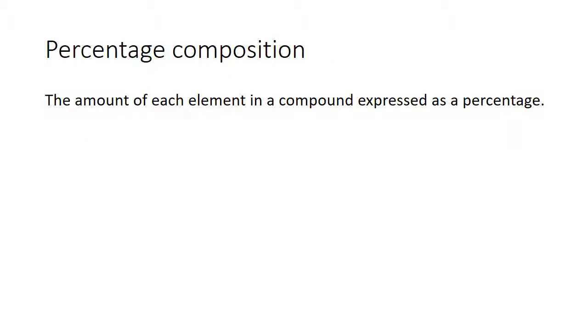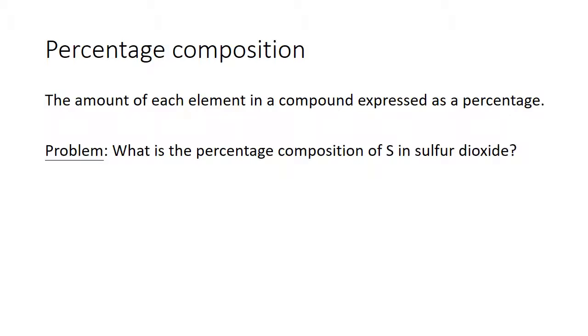So that's molar calculations to work out unknowns in experiments. Also, percentage composition is important, and it's basically the amount of each element in the compound expressed as a percentage. I'll illustrate it with an example problem. What is the percentage composition of sulfur in sulfur dioxide? Let's see if you can work it out first, and then we'll go through it together.